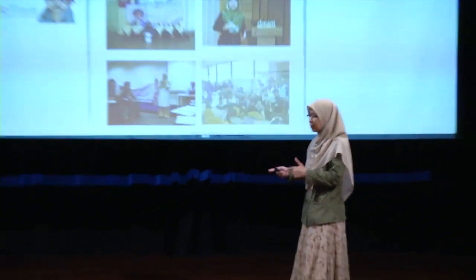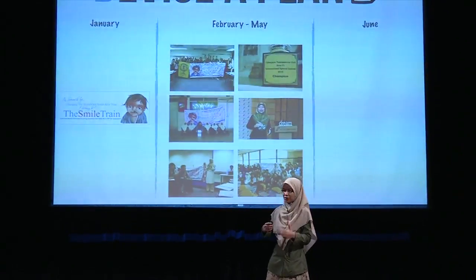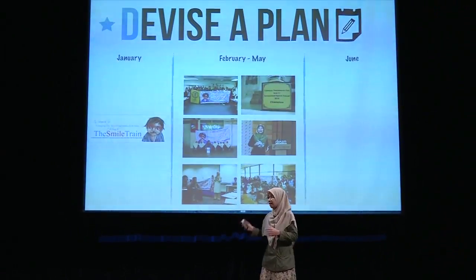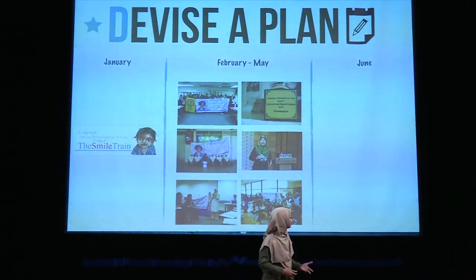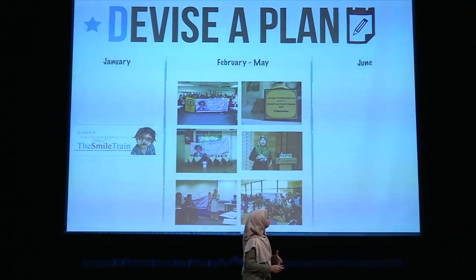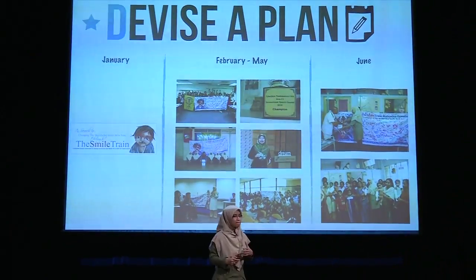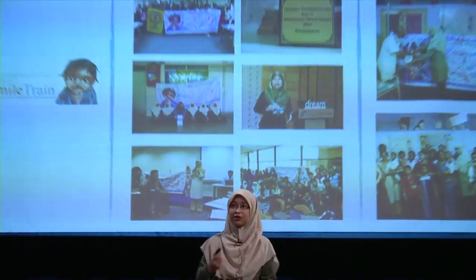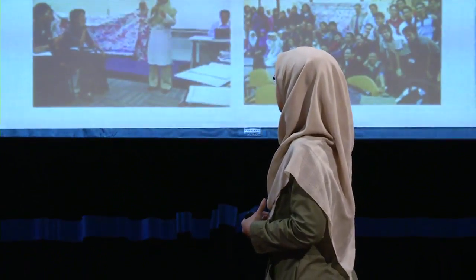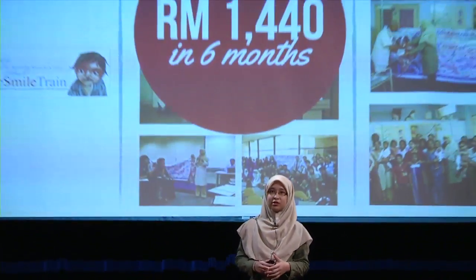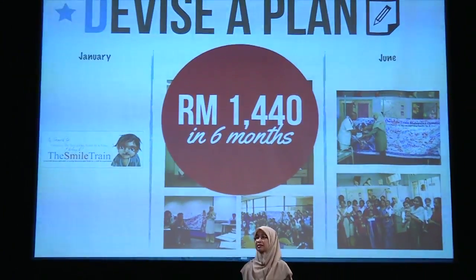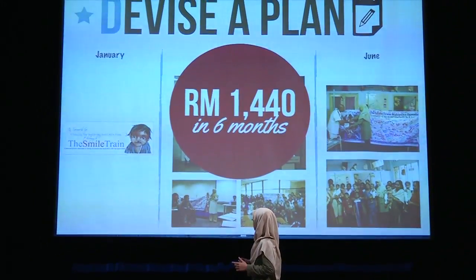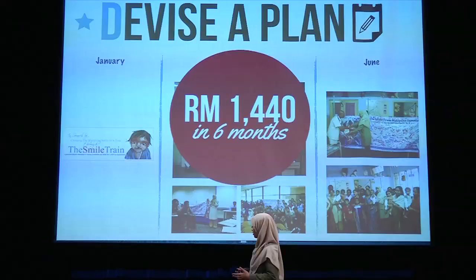So the outcome of that 5 years ago was that in January we created the plan. In February, I gave speeches to a few places, and finally in June, we flew to India and passed the money personally to them. It's possible for a student like me, and I'm sure that you guys can do even better. In total, the money raised was 1,400 ringgit in just 6 months. So that's D then.